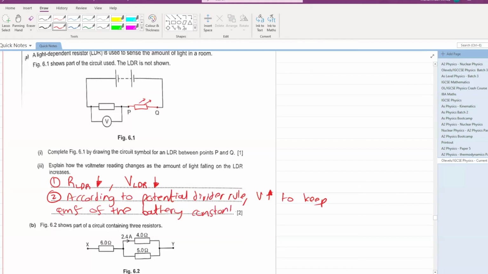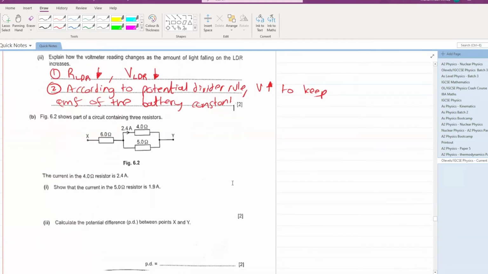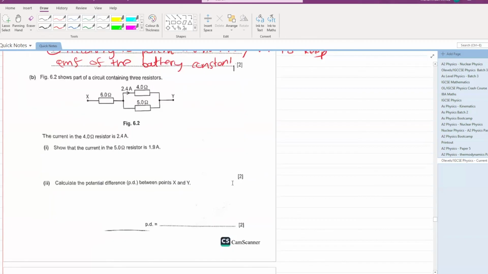Let's further move ahead to part B. The current in the 4 ohm resistor is 2.4 amperes. Show that the current in the 5 ohm resistor is 1.9 ampere. First of all, can we calculate the voltage across this 4 ohm resistor? Yes. Voltage is equal to IR. Current is 2.4, resistance is 4. 2.4 times 4 comes out to be 9.6 volts. The voltage across this resistor is 9.6 volts and the voltage remains the same in parallel, so across this resistor as well you will have 9.6 volts.